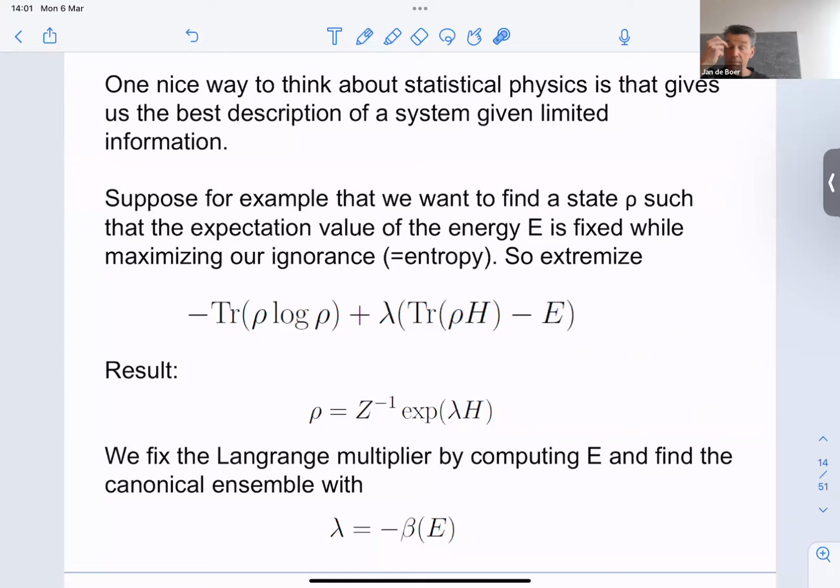And this is a very simple but important way to look at statistical physics. Statistical physics is giving you the best possible description of the system, and by best possible, I mean the one with maximal entropy, subject to observation or input, in this case, the energy.